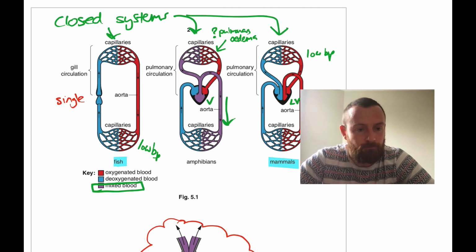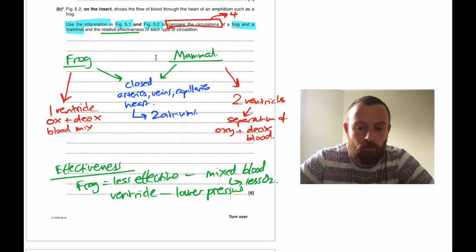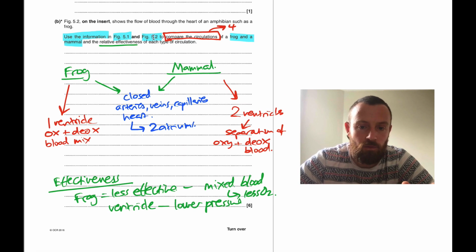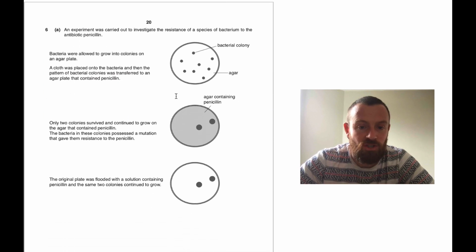Okay, but again, just as an idea for approaching these questions, always think about the mark breakdown. 4 from the circulations and 2 about the effectiveness was my plan. All right, let's move on. Question 6, the last question.